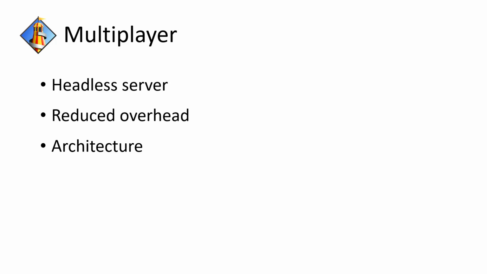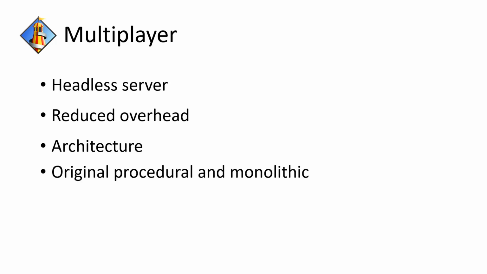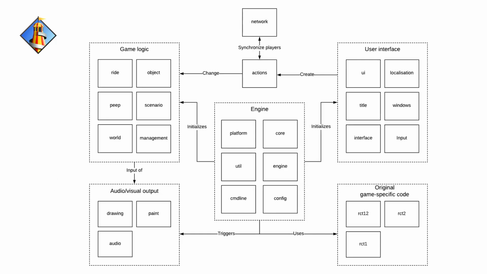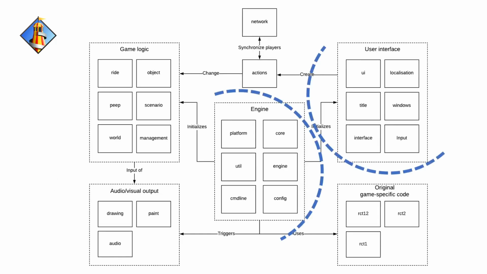In our interview with Gymnasiast, one of OpenRCT2's core developers, he mentions an important distinction between the architecture of the original game and OpenRCT2. The architecture of the original is mostly procedural and monolithic, while OpenRCT2 is more componentized and more object-oriented. For example, the engine and UI code are separated. This architectural design enables using the engine in a headless server, or for example, to use OpenRCT2's engine for other projects.